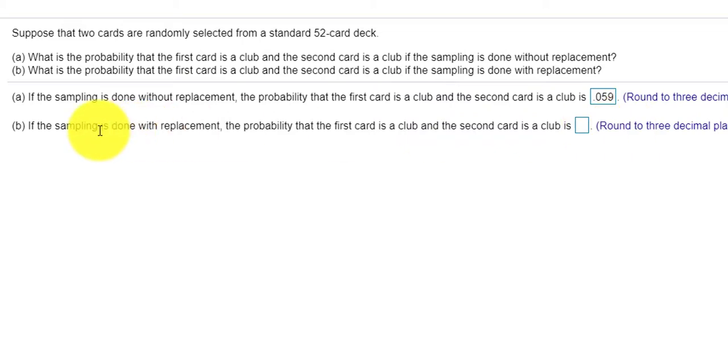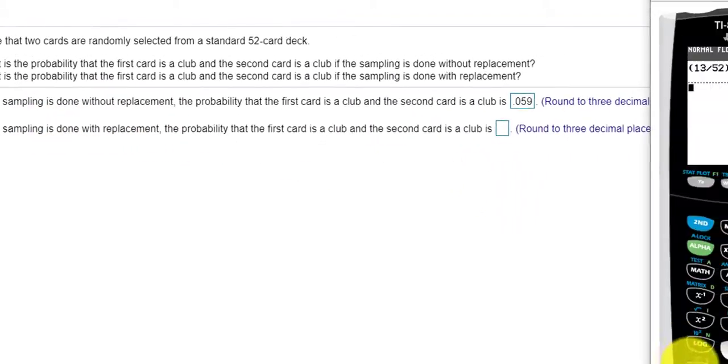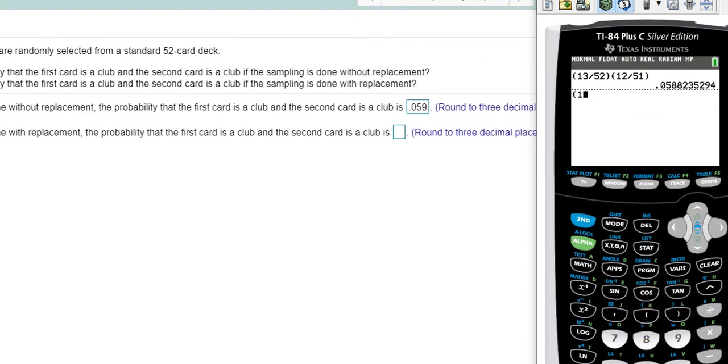Second, okay, now, what if there's a probability that the first card is a club and the second card is a club, but this is done with replacement. So that means the probability for my first club is 13 out of 52. But now for my second club, well, once I pick my first card, I put it back in the deck and I pick again. So there's still going to be 13 clubs and there's still going to be 52 cards, right? Because this one's done with replacement, meaning I put the card back when I pick. The first one was done without replacement, meaning I do not put the card back into the deck.